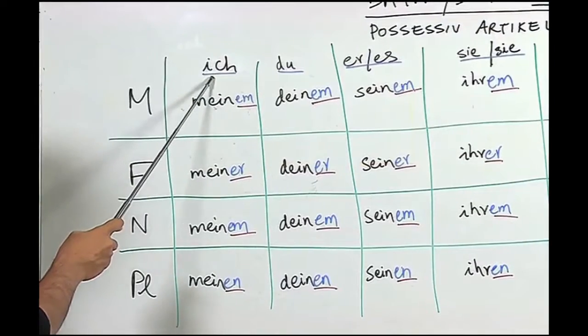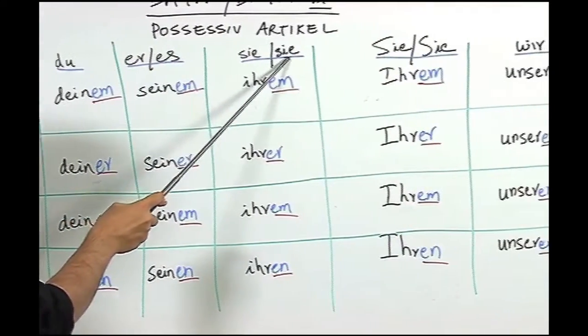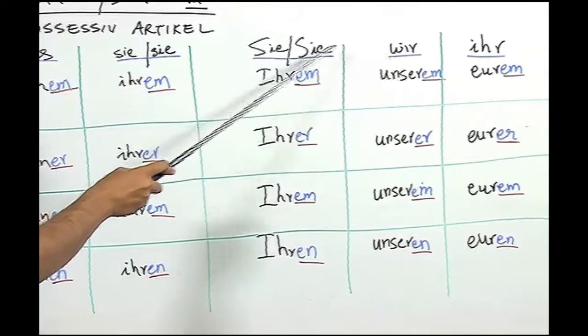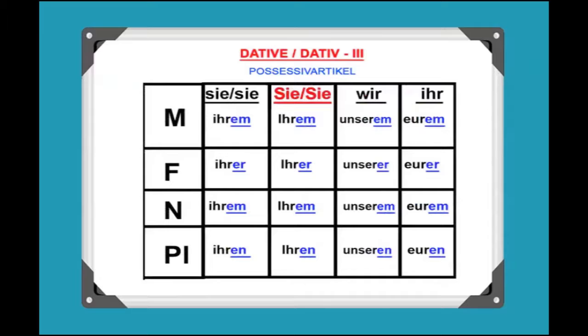Now, let us look at the pronouns here, which are ich, du, er, es, sie, Sie, wir, ihr. Well, you are already familiar with these pronouns and you already know that certain pronouns like ich, du, er, es, sie belong to the singular case, as well as the Sie here, which is written with the big S, and also the small sie, which is the sie here, as well as the sie here, wir, ihr, belong to the plural part.